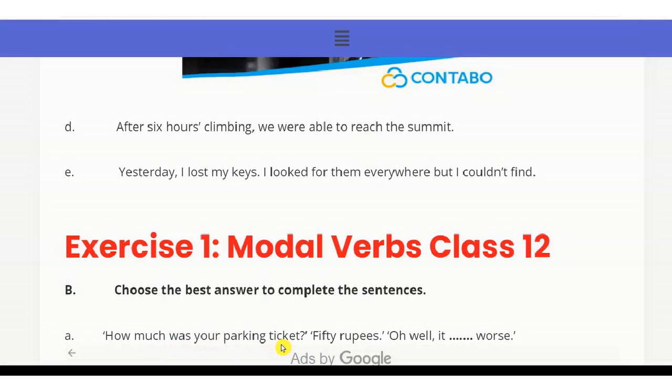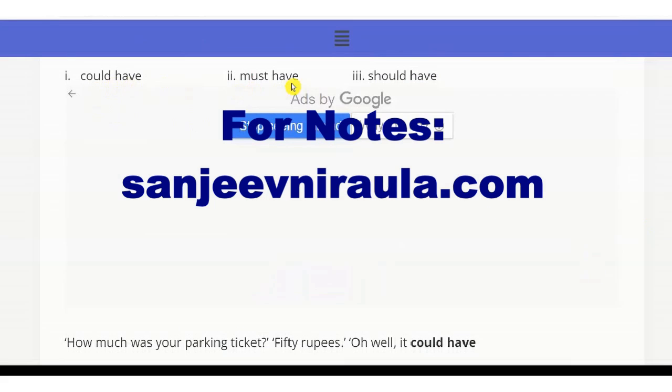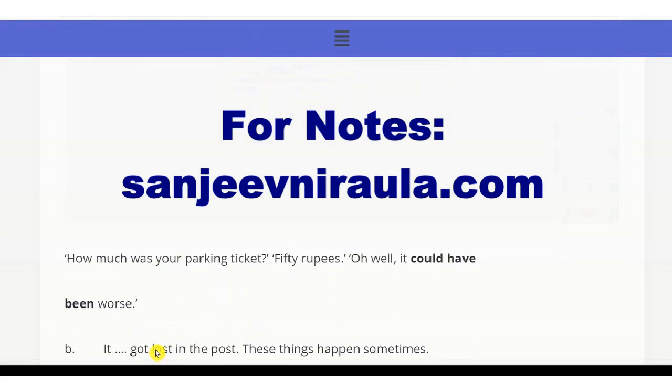How much was your parking ticket? The answer is 50 rupees. Oh well, it could have been worse. The parking ticket cost only 50 rupees, and if it had been 100 it would have been worse. And these are your options: could have, must have, should have. And the answer is: how much was your parking ticket? 50 rupees. Oh well, it could have been worse.